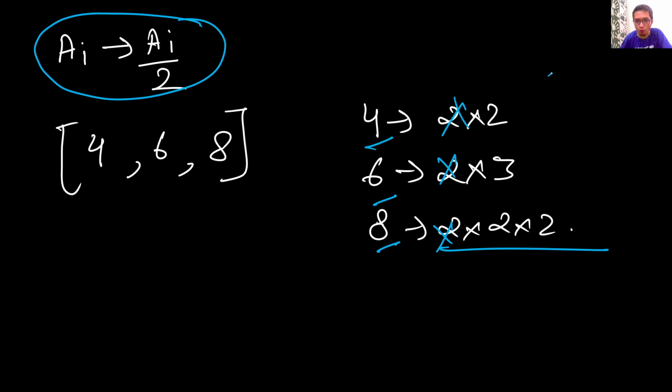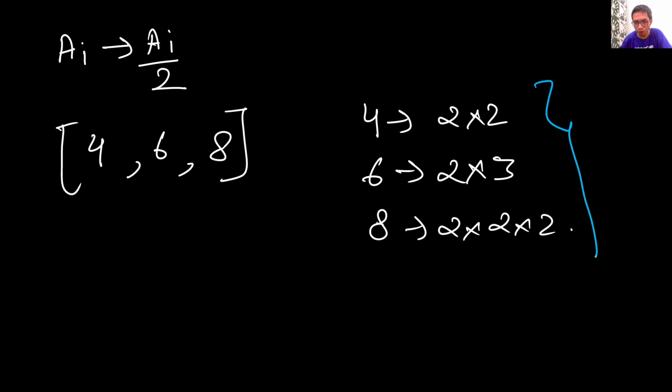So tell me, which out of these 3 elements has got the least number of 2's?